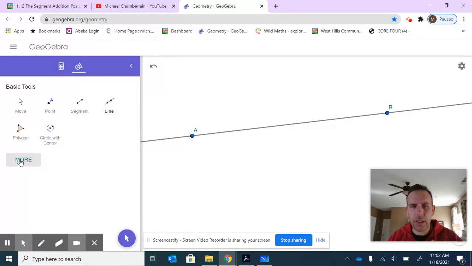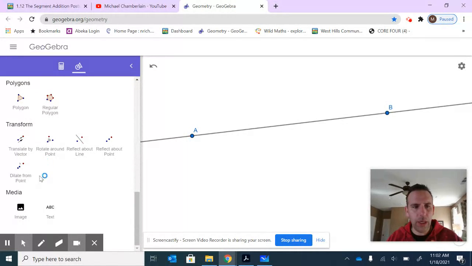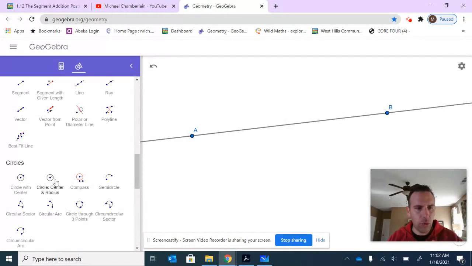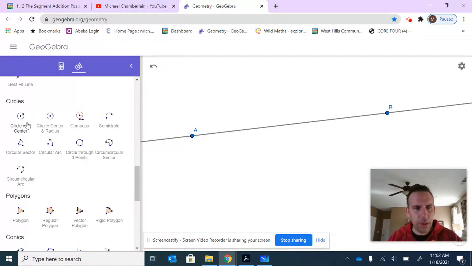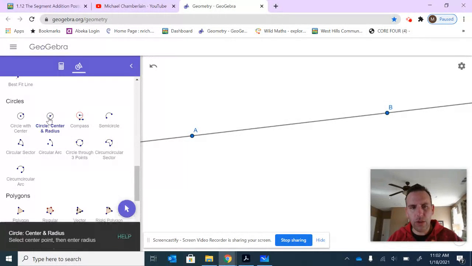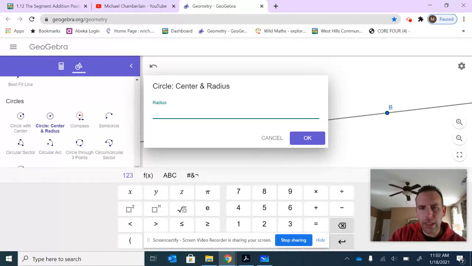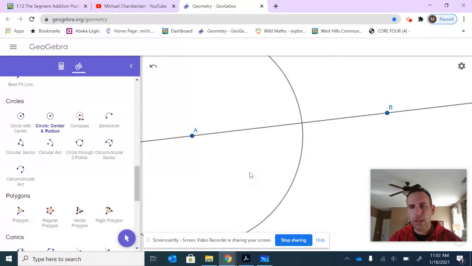If you want distances, one option, let me click more, is to go, I think I have to click even more once again. So click more once again. If you go down to something called circle, center, and radius, again, circle, center, and radius, choose that. We've done this before. If you click one of these endpoints as the center, it will ask you, what do you want the radius to be? So for example, you could put 6.